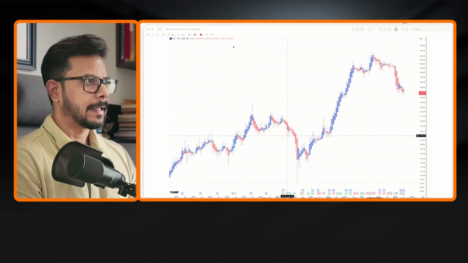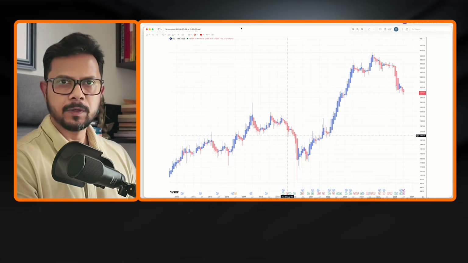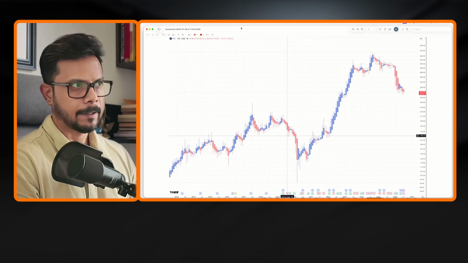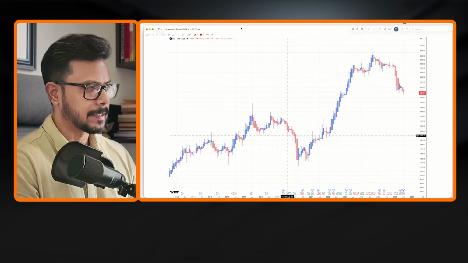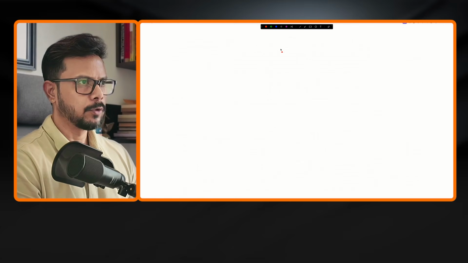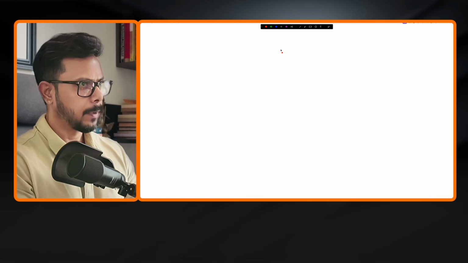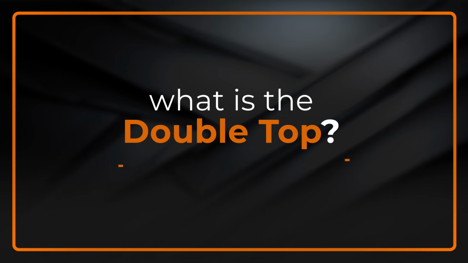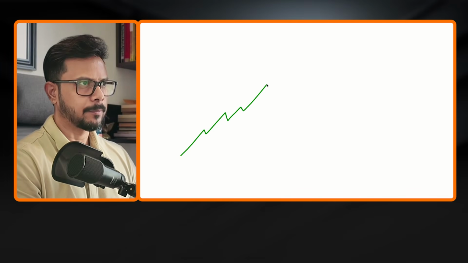Now, I have taken two screenshots of this particular pattern. I will walk you through this pattern step by step. But before that, I think it makes sense that I draw it out. Let's open the whiteboard, as you can see. And a quick revision of what a double top is. A double top should come after an uptrend.